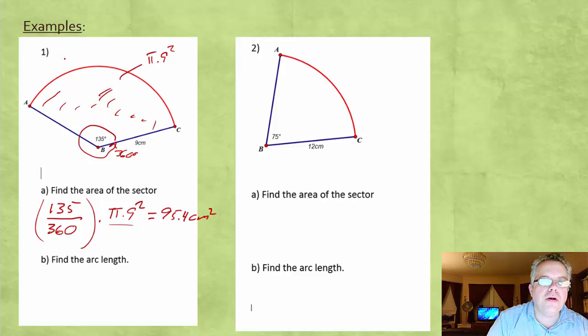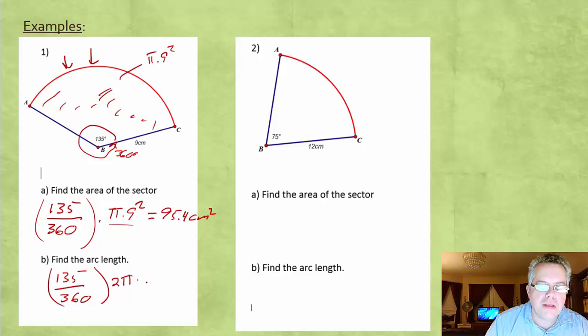All right, to find the red arc length, this is the arc length right here. Pretty much the same trick. We multiply the fraction of the circle we have times the total arc length, which would be 2 pi r. So times 2 pi and then times the radius, which is 9. Okay, so this is the total circumference. That's how much of it we have. If you do this, you get 21.2 centimeters. Arc length is a length, so the units are to the first power. Right, that's kind of all there is to it.